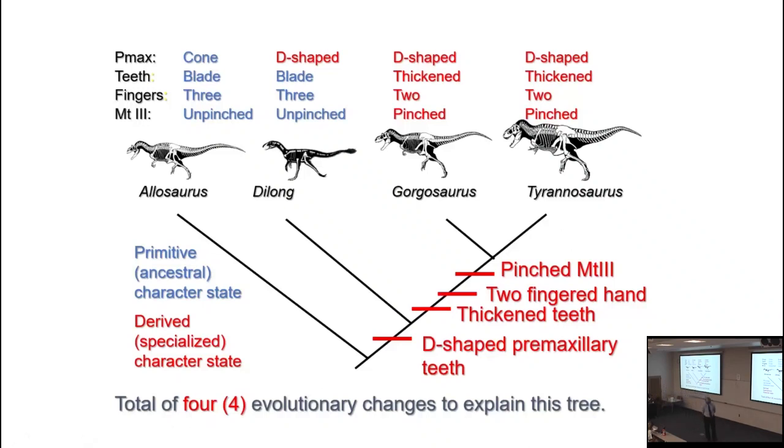Yeah? I have a question. Sure, sure. Is it possible that, let's say here, that D-long and Tyrannosaurus would share a trait, but Gorgosaurus wouldn't? What would you do with that? Next slide. Or we'll give an example of that. So yeah, what happens if they don't fall out neatly like this? We'll see.